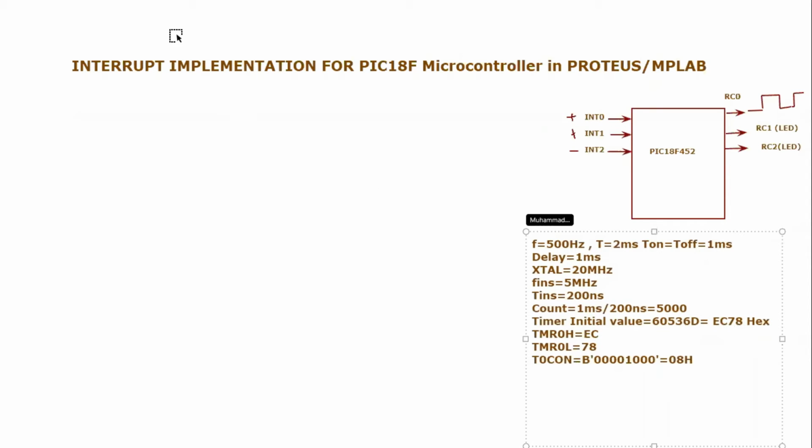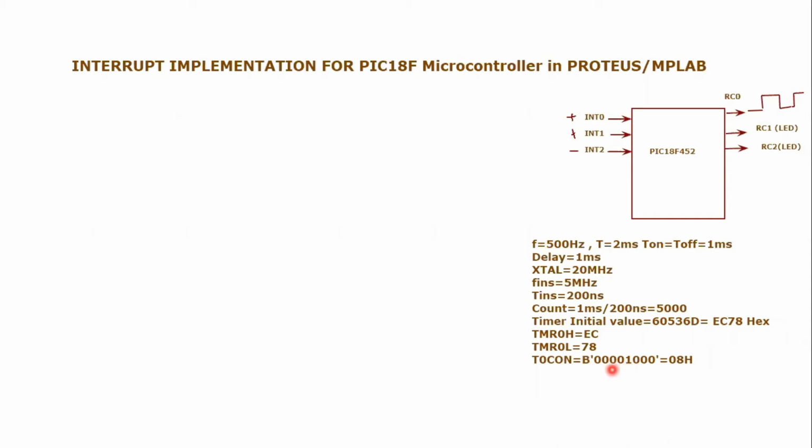So for timers, we know that we have different registers: timer 0H will become EC, timer 0L becomes 78. I hope you have already gone through the timer section of this course when you are watching this tutorial. You need to know that we need to program three registers in timers: timer 0H, timer 0L, then timer 0 control.